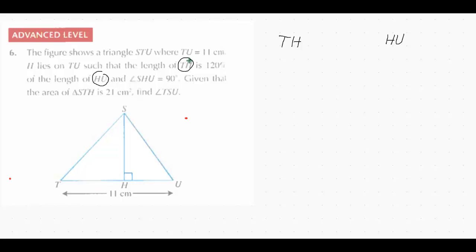I have written over here as a heading. So it means that TH is 120% of length HU. So if HU is 100%, the TH will be 120%. And if this HU is X, let me take this X. As the total length is 11 centimeter, the TH will be 11 minus X.